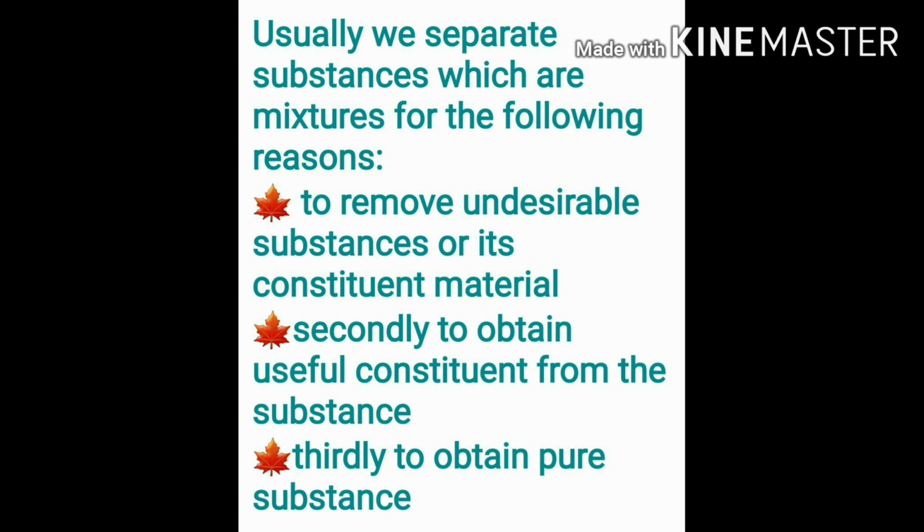So children, let's understand why we need to separate substances which are the component of the mixture or constituent material of the mixture. We need to remove undesirable substances or constituent material which is harmful or not required. And secondly, we need to obtain certain useful constituent material from the mixture or the substance. And thirdly, we need to extract pure substance because there are very few pure substances which are present in nature.